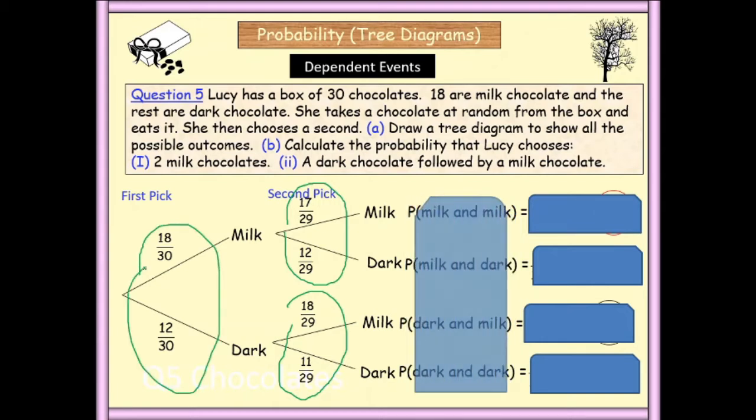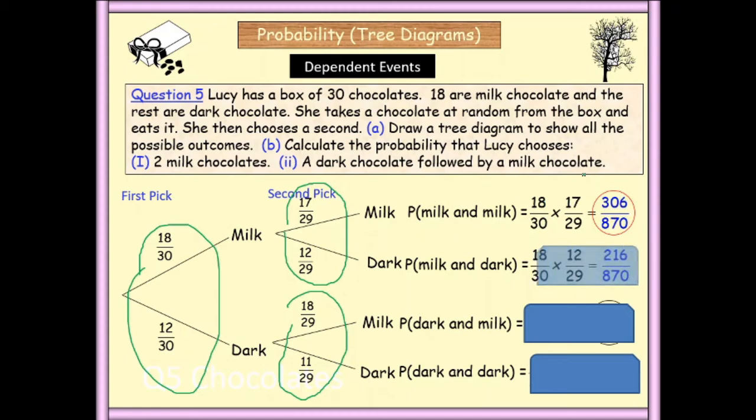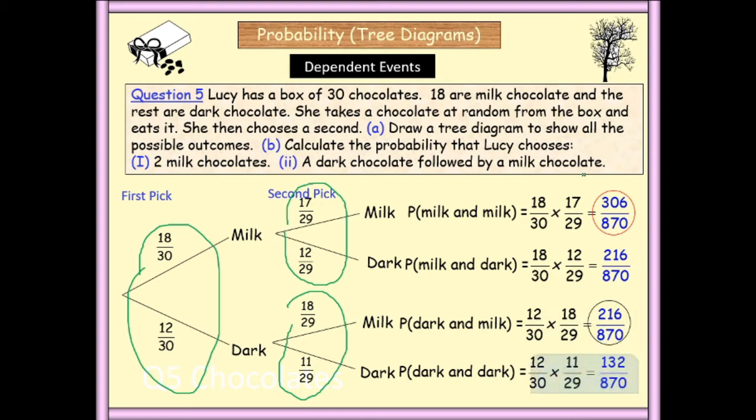Work out the actual outcomes, which is going to be milk milk, milk dark, dark milk, dark dark. And to work out the probabilities, we multiply. So 18 out of 30 times 17 out of 29. Then 18 out of 30 times 12 out of 29. And 12 out of 30 times 18 out of 29. Oh, look, it's the same. And then 11 out of 30 times 11 out of 29.